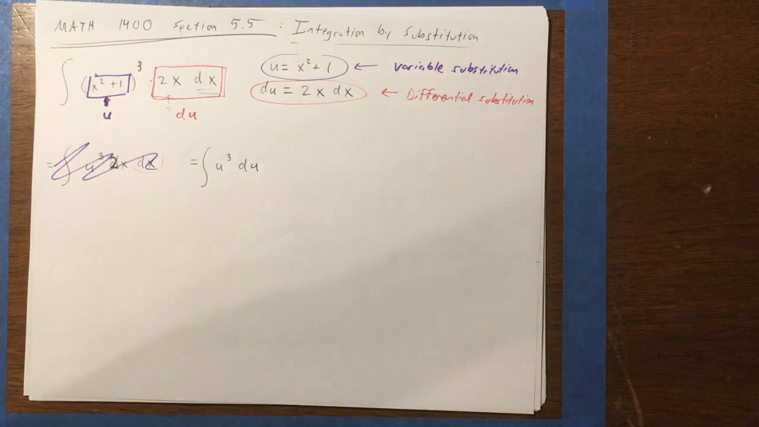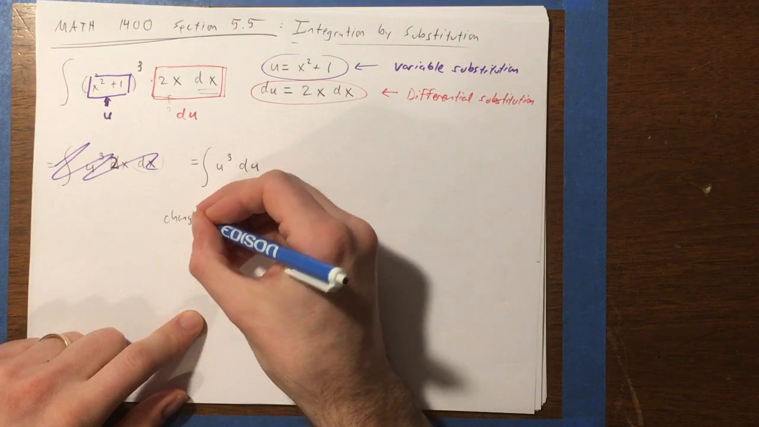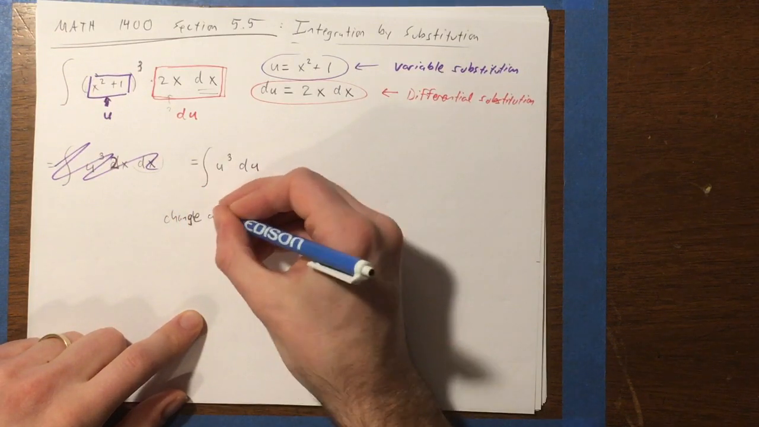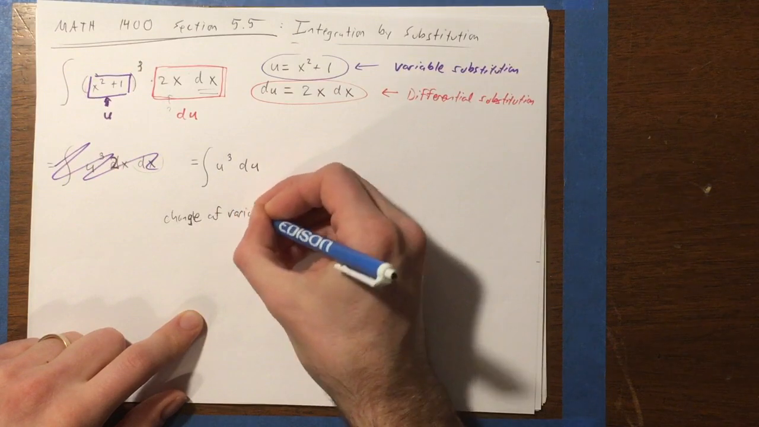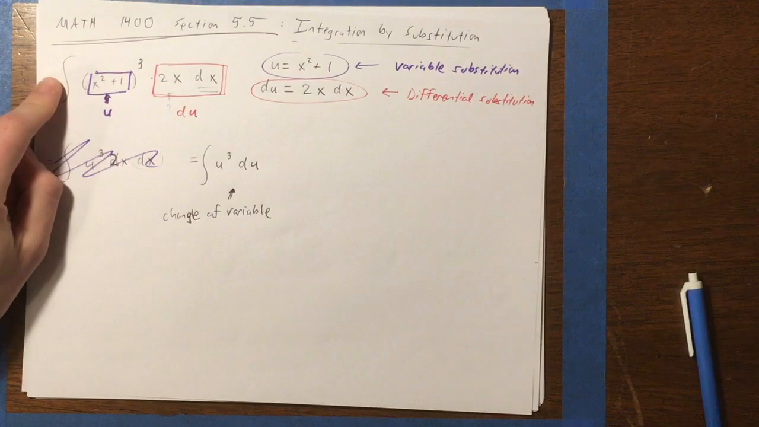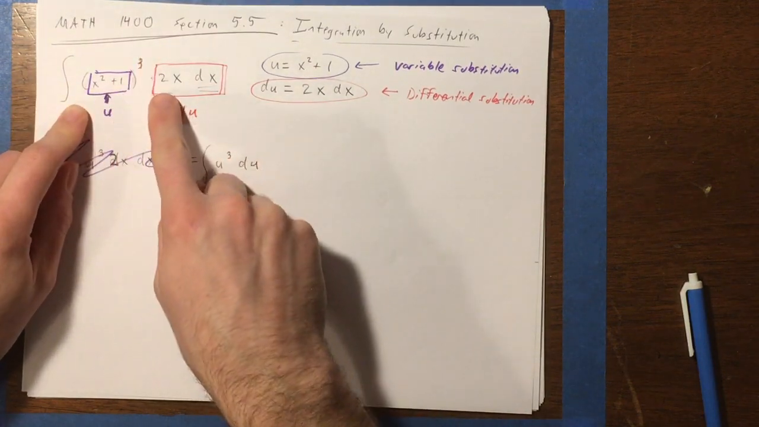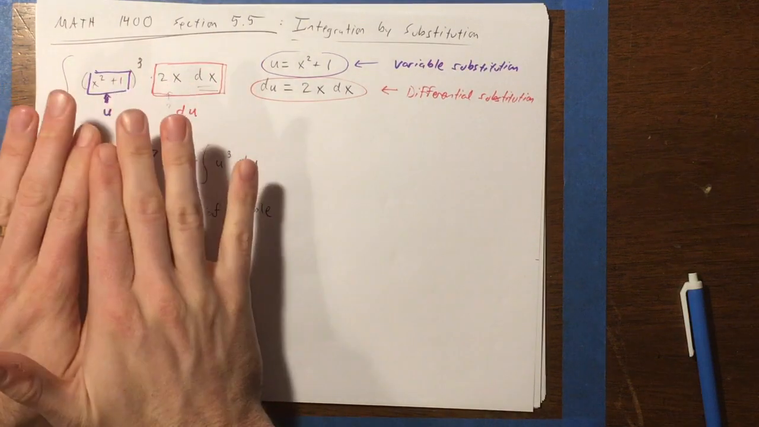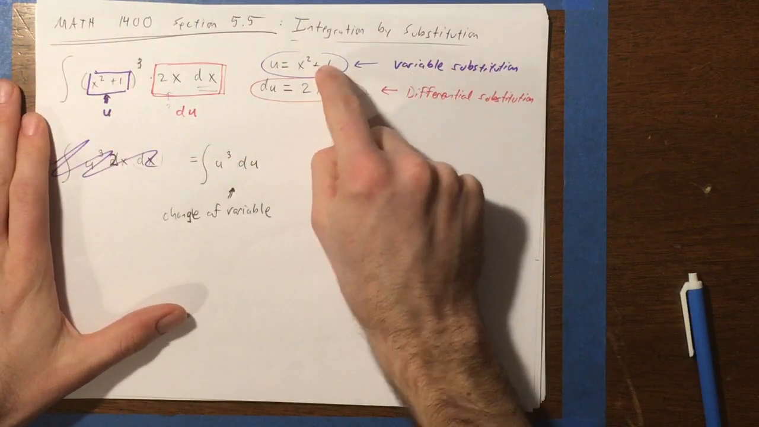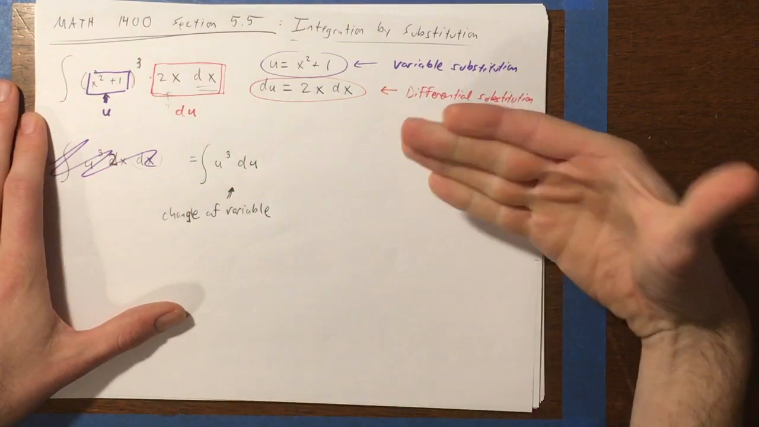Okay, and this is called a change of variables. What we've done is we have taken an integral with respect to x, right? X squared plus 1, quantity cubed times 2x, and then dx. We've taken that, and through doing this variable substitution and the differential substitution, we've taken the entire integral and put it all in terms of u.